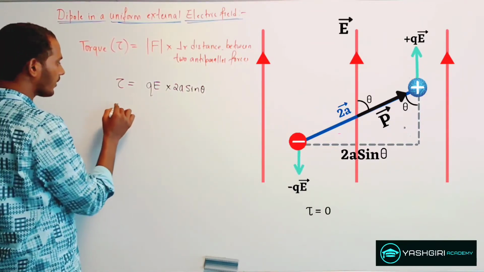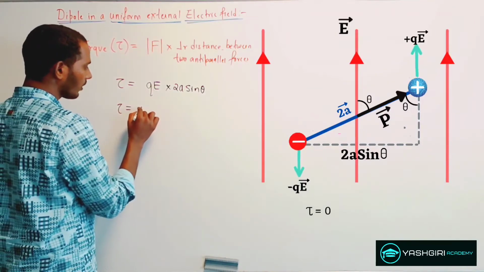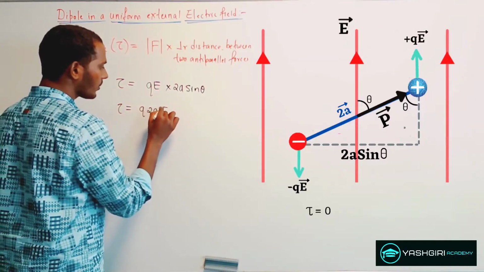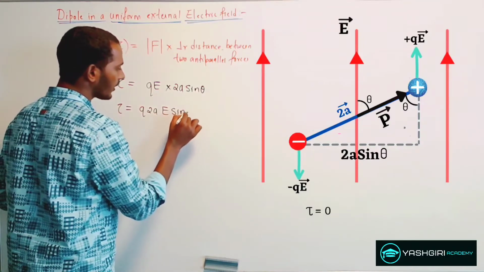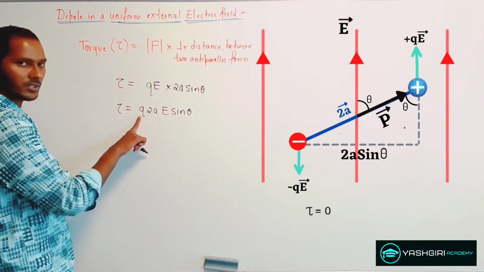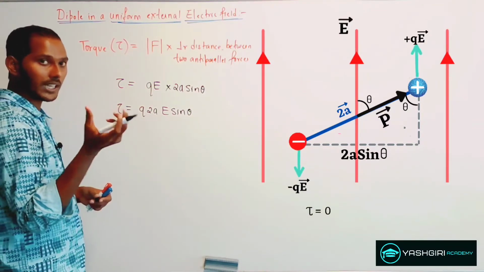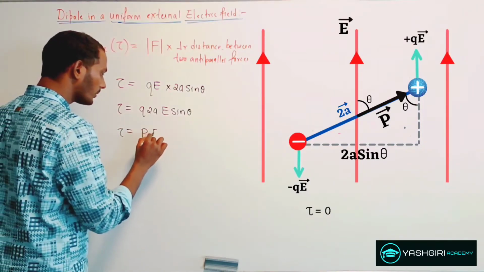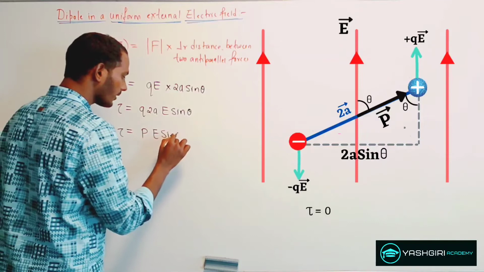So I can rewrite it as q into 2a into the electric field E into sine theta. And what I know is that the product q into 2a gives me the dipole moment. So the tau over here is nothing but the dipole moment into E sine theta.